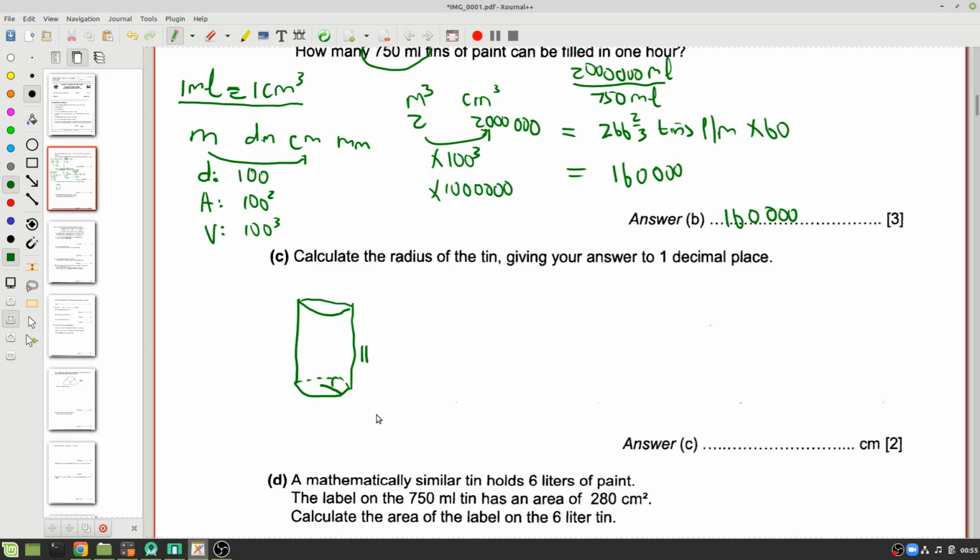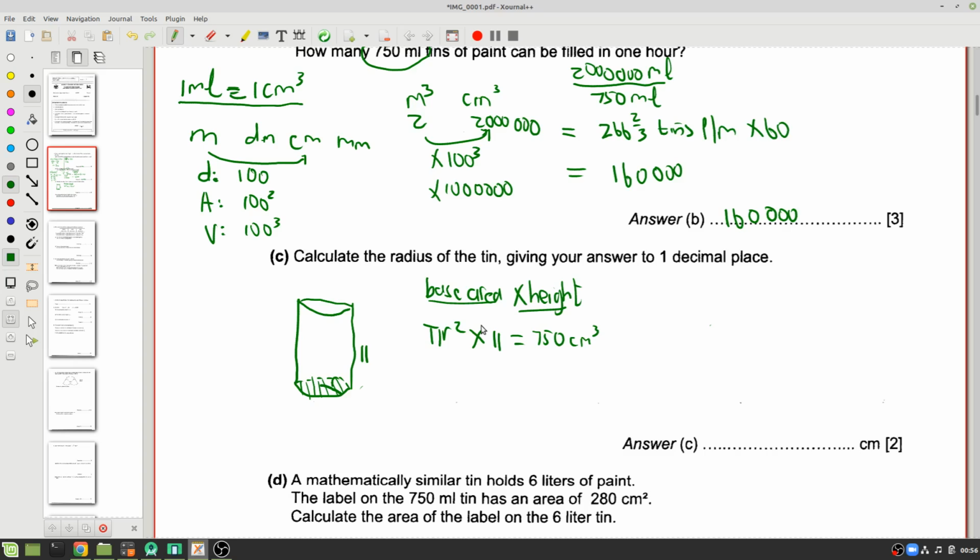We know the height is 11, and to calculate the volume of a cylinder, or actually of any prism, we take the base area and multiply that by the height, or the third dimension of our shape. The base is a circle, and the area of a circle is pi radius squared. We multiply that by the height, which is 11, and we know that gives us 750 milliliters, which is also 750 cubic centimeters.